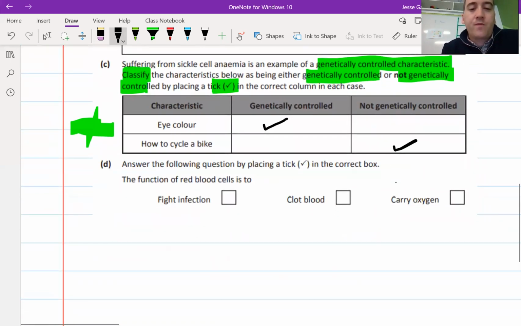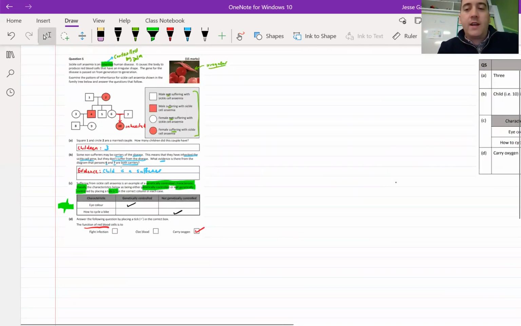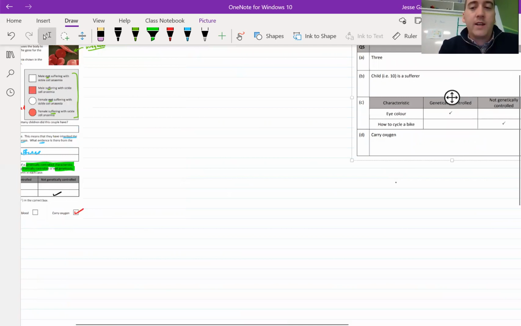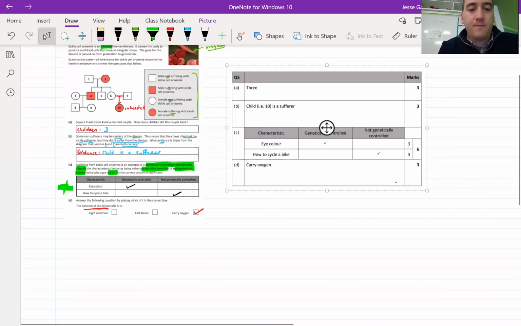Okay, the last one. Answer the following question by placing a tick in the correct box. What is the function of red blood cells? Again, this is one you should know. Pause the video, and if you don't have the exam papers, write it down instead of ticking the box. The function of red blood cells is, and then say which one it is. Pause the video, do that now. You should have picked: the function of red blood cells is to carry oxygen. All right, let's pull over the marking scheme and correct it and see if we got them right. Hopefully we did.